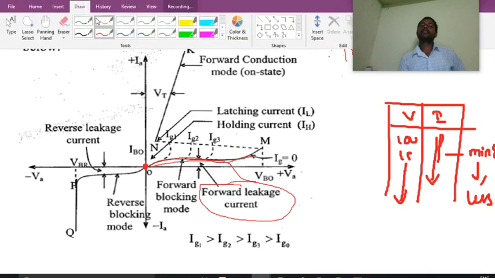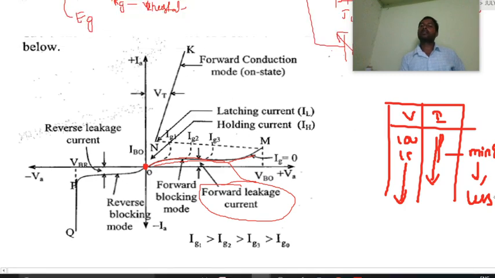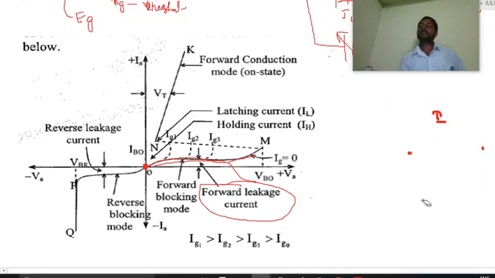I will discuss this VI characteristic in different parts. The first part of the VI characteristics is the forward blocking mode. The second part is the forward conduction mode.